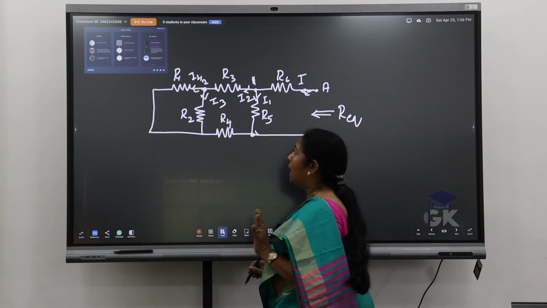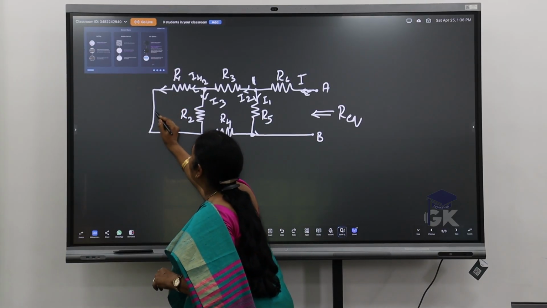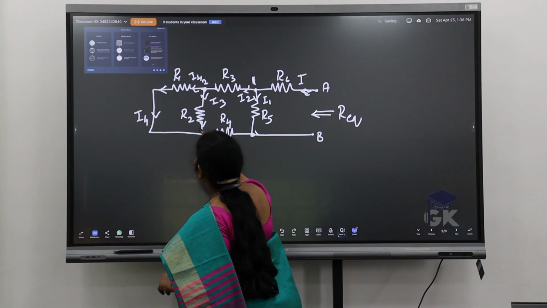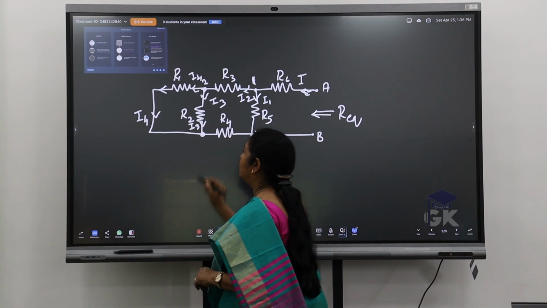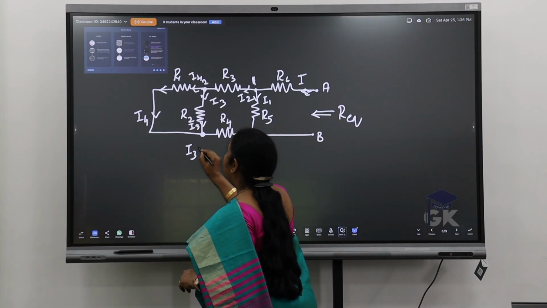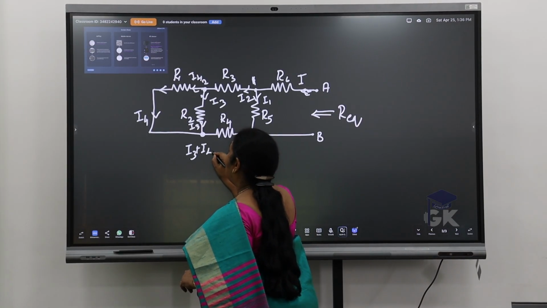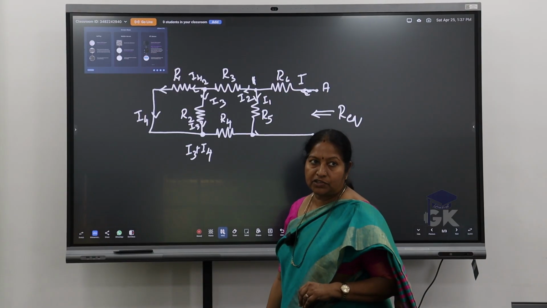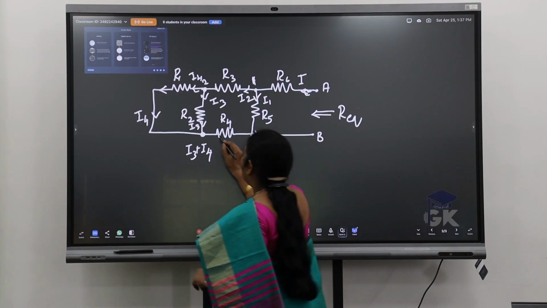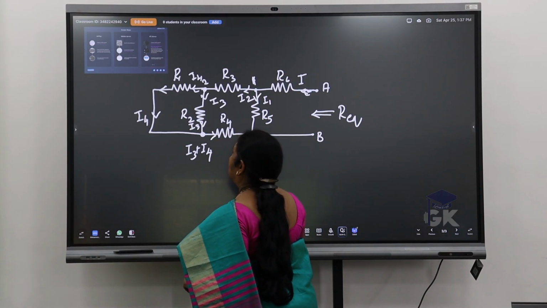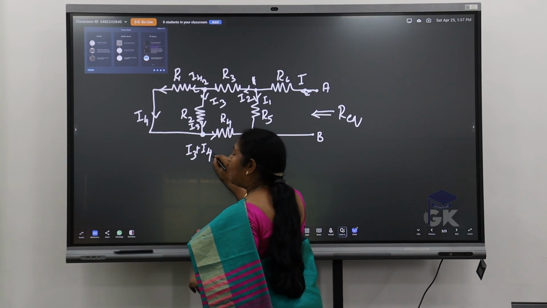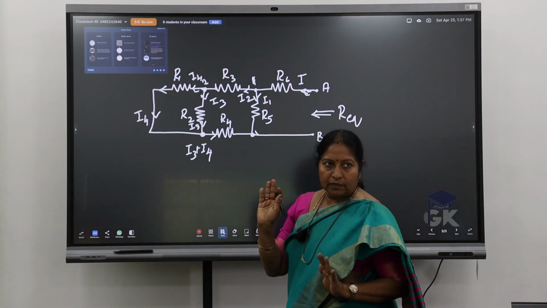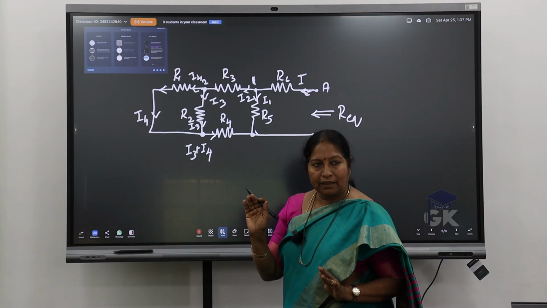Correct? Now according to that, which current is flowing here? I4. Which is flowing here? I3. Which currents are reaching this junction? I3 plus I4. Because both are towards the junction, I'll take it as an addition. Correct? And what is the current flowing here? I2, or I3 plus I4. Correct? Is it okay?